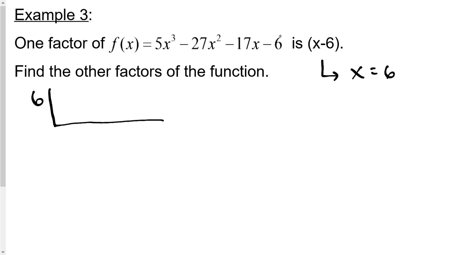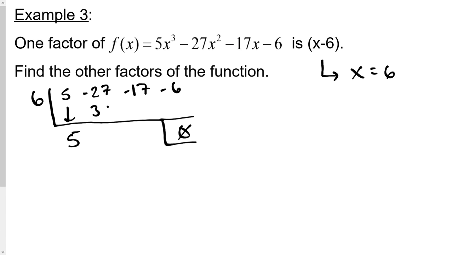Okay, so let's put the coefficients because this is all in standard form already. So we have 5, negative 27, negative 17, and negative 6. I already know I should get a remainder of 0 because it said it's a factor. So doing my synthetic division, take that first number, just copy it right on down there. 6 times 5 is 30. Negative 27 and 30 gives you 3. 6 times 3 is 18. Negative 17 plus 18 is 1. And 6 times 1 is 6. So I do, in fact, get a remainder of 0.